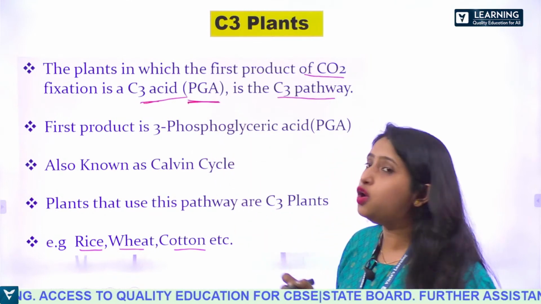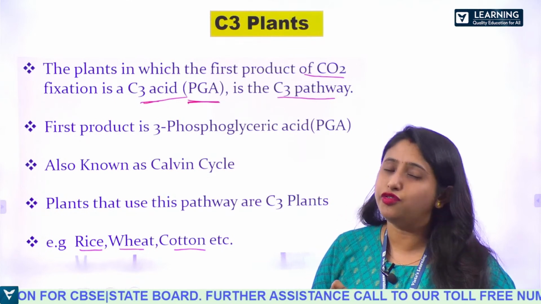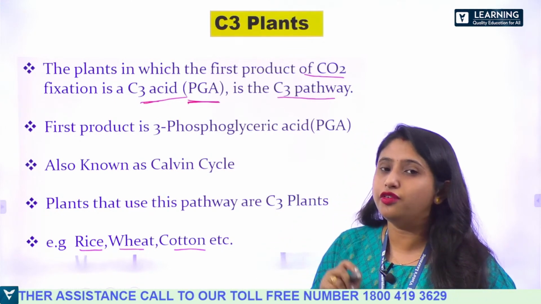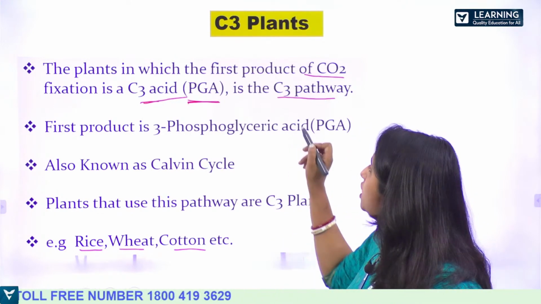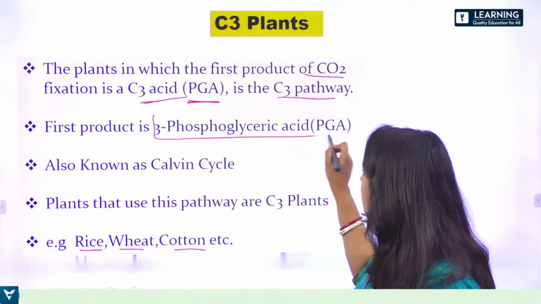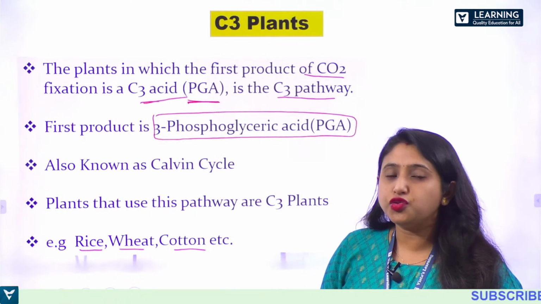So what is the first product? It is phosphoglycerate. It is phosphoglyceric acid or phosphoglycerate, which is a 3-carbon molecule. Because of this, it is also called the C3 pathway. So the first product is 3-phosphoglyceric acid.